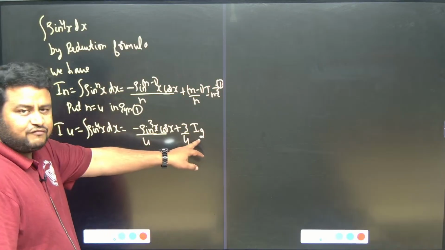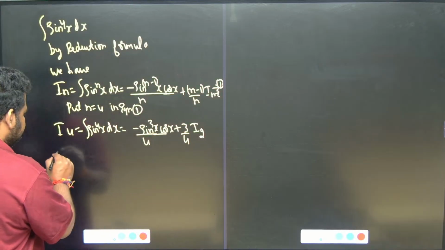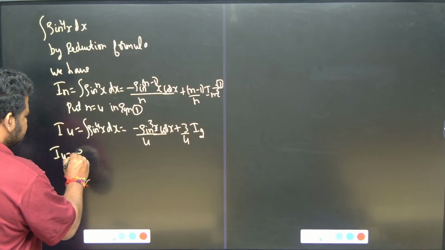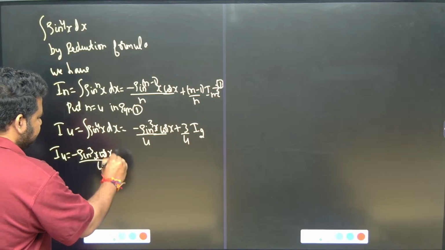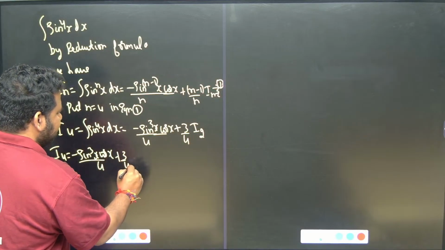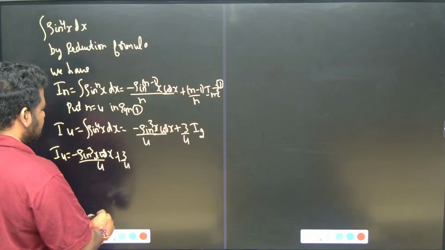Now I have to find the value of I_2. So for I_2 let us substitute further. So I_4 will be equal to minus sin cubed x cos x by 4 plus 3 by 4 into, again applying the formula for n equal to 2.